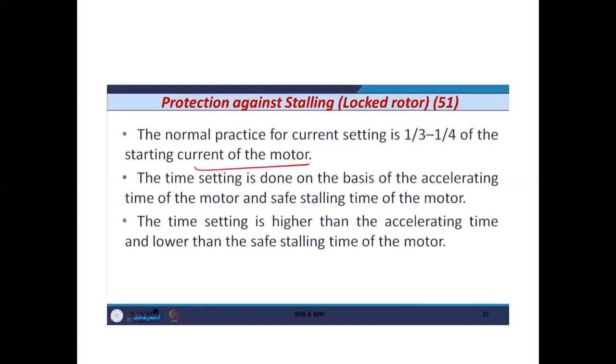The normal practice for the current setting, that is the I stall setting, is one third to one fourth of the starting current of the induction motor. The time setting, on the other hand, is done on the basis of the accelerating time of the motor and the safe stalling time of the motor. The time setting should be higher than the acceleration time of the motor, and it should be lower than the safe stalling time of the induction motor.